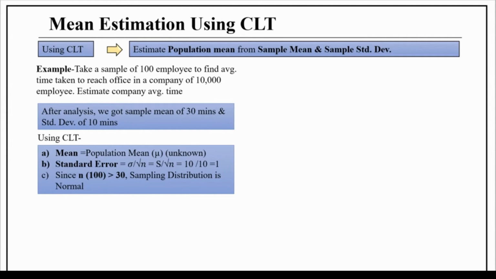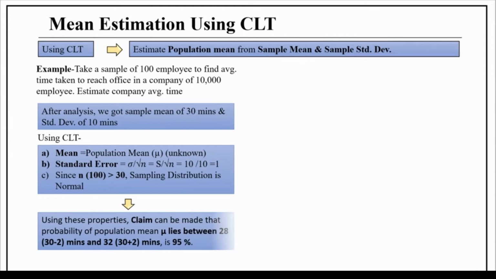And the third property is if n is greater than 30, that is sample size is greater than 30, then the sampling distribution will be normal. Since sample size is 100, therefore the sampling distribution is normal. Now we can make claim that the probability of population mean lying between 28, that is 30 minus 2 minutes, and 32, that is 30 plus 2 minutes, is 95%. Now you will be confused how I come to this conclusion about population mean. Just wait for 2 more minutes, everything will be unfolded logically here.